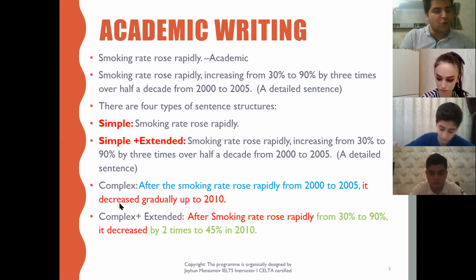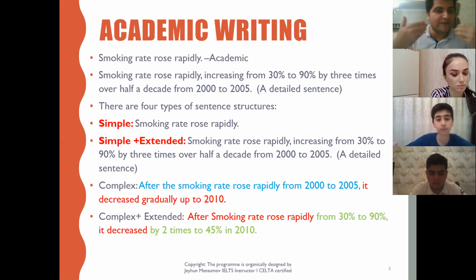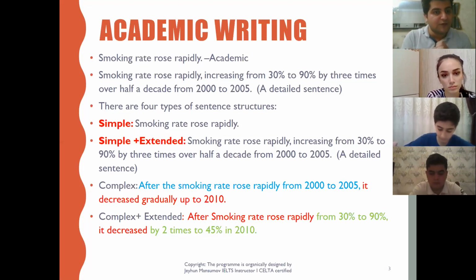Well, now let's look at complex and complex extended. So complex and complex extended sentences are similar and different. The reason why they're similar is that they've got subject plus verb and subject plus verb. But why are they different? In complex extended, you will have information with detail, like with numbers. Okay, so let's look at a complex sentence.